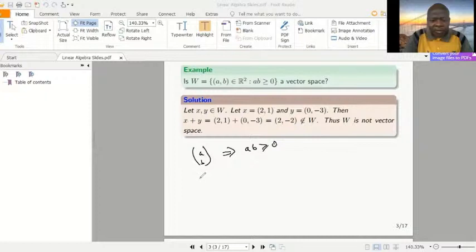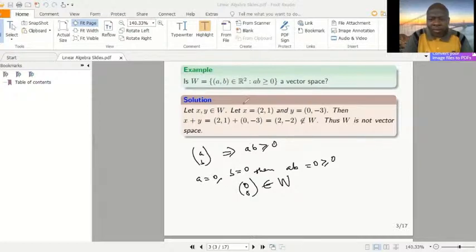That means if A was 0 and B was 0, then AB would be 0. And so this set has the 0 vector. You can see that this condition would be satisfied because this would be greater than or equal to 0. So the 0 vector is in W. That means the first condition is satisfied, so I have no problem with that.